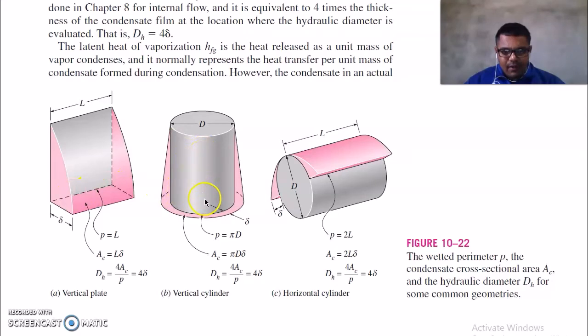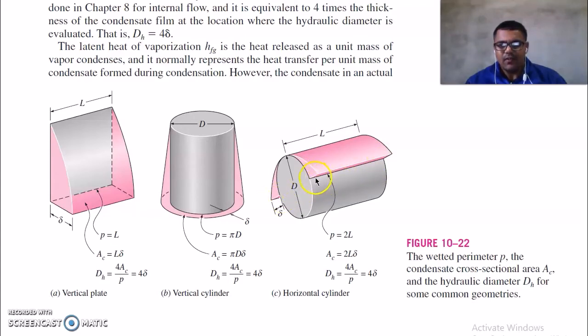In the case of a vertical cylinder, we will take the perimeter equal to pi d, this perimeter, and the cross section area we will take as this one, which is your perimeter times the delta thickness. This is also analogous to annulus flow in the case of concentric tubes. Now in the case of a horizontal cylinder, there are two surfaces, one on this side, one on that side. So we have to take this cross section area, which is the length of the cylinder times the thickness, which is delta.